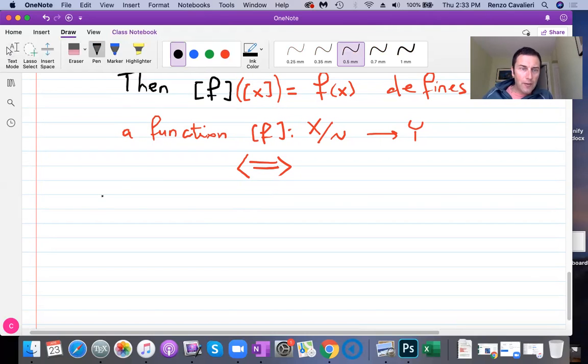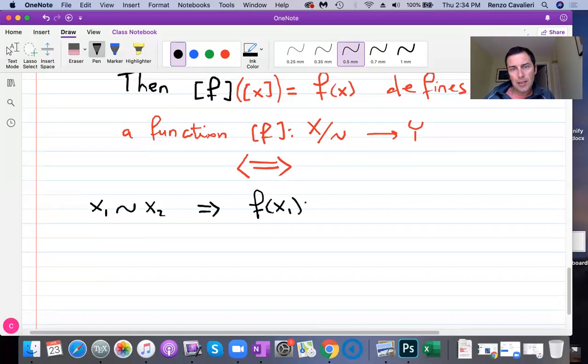If and only if, for every, actually let me say it another way: x1 equivalent to x2 implies f of x1 is equal to f of x2.